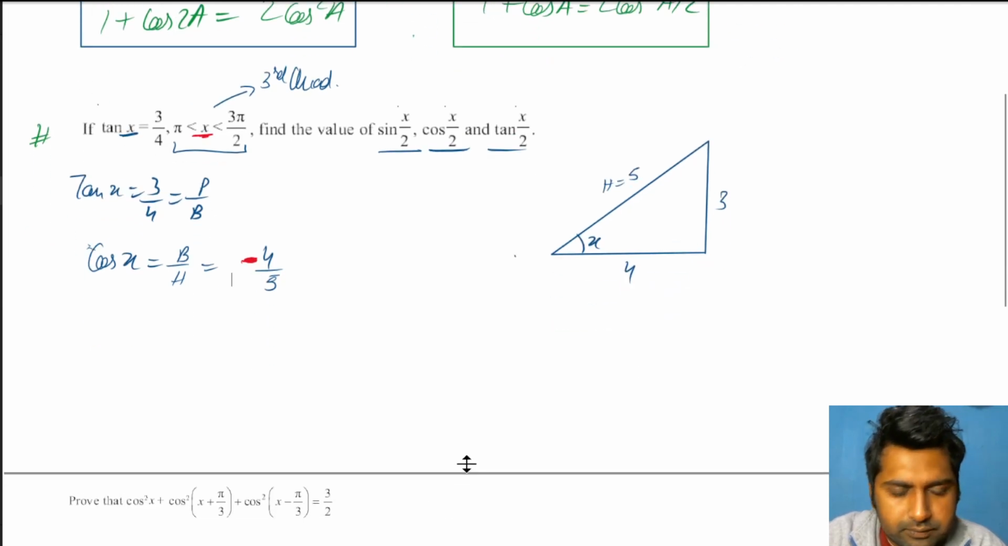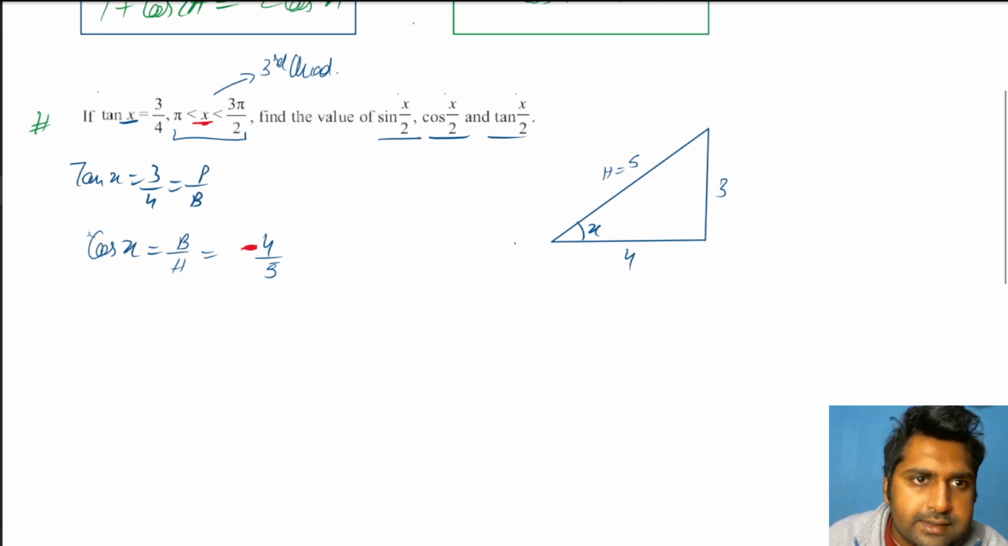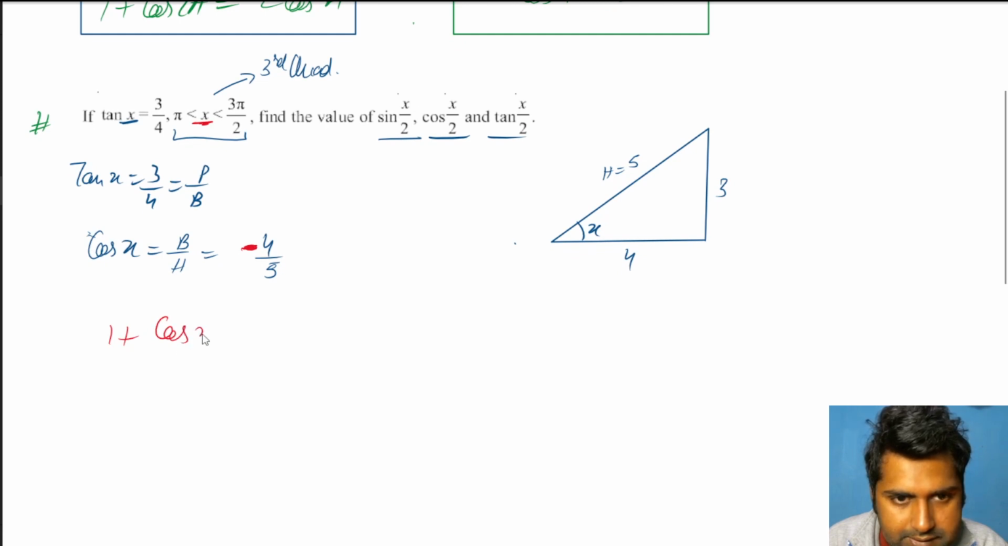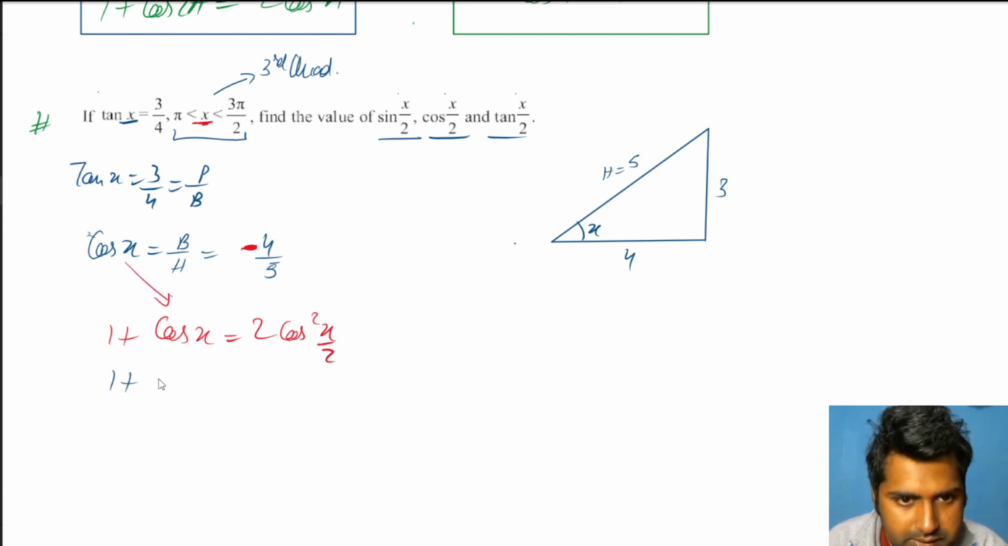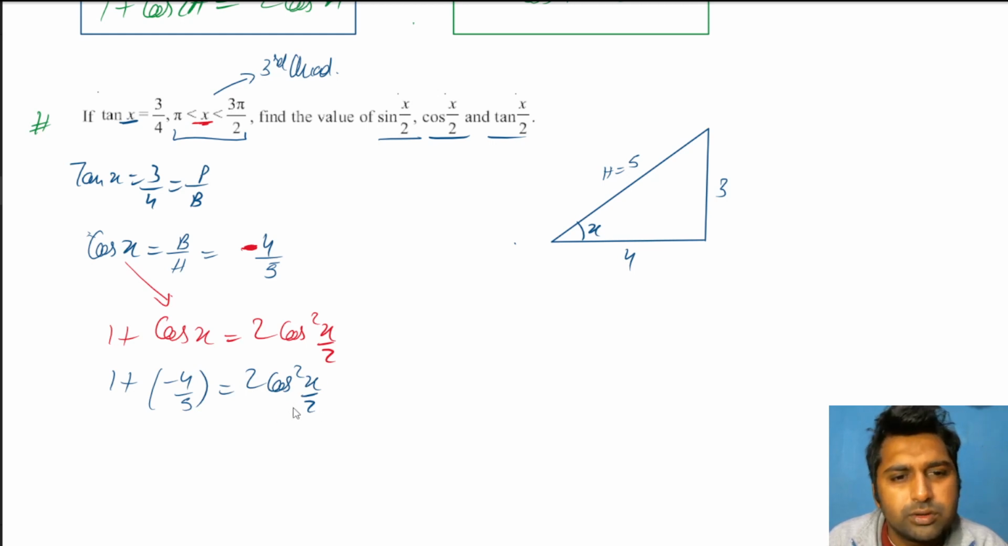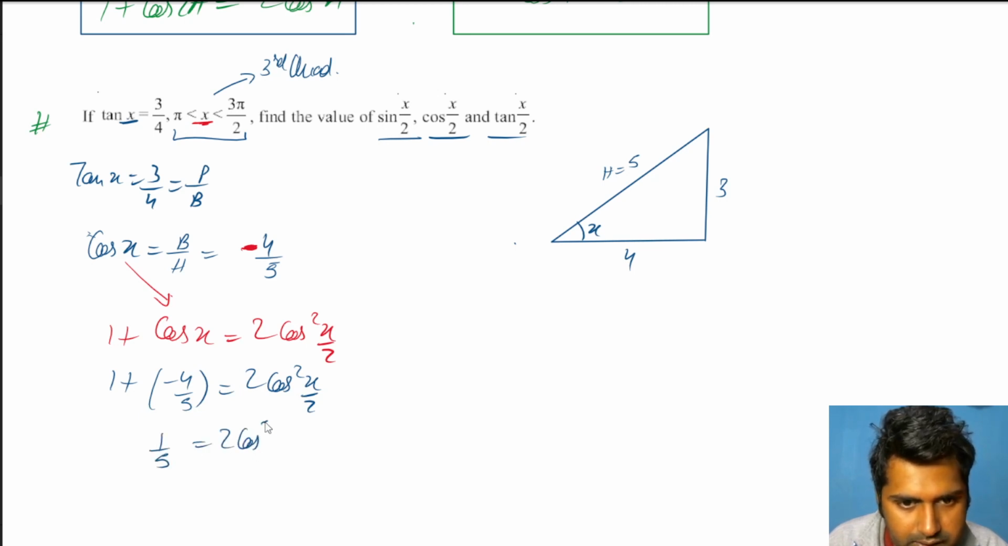Now let's use it. The identity says 1 plus cos x is 2 cos square x by 2. I know cos x, let's put the value of cos x. So if I put the value of cos x, 1 plus minus 4 by 5 is 2 cos square x by 2. I can find cos x by 2 using this equation. So this becomes 1 by 5 is equal to 2 cos square x by 2. Take 2 on the other side.